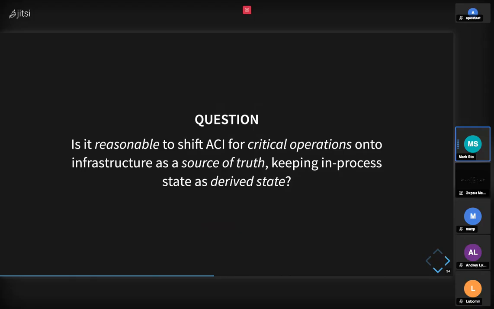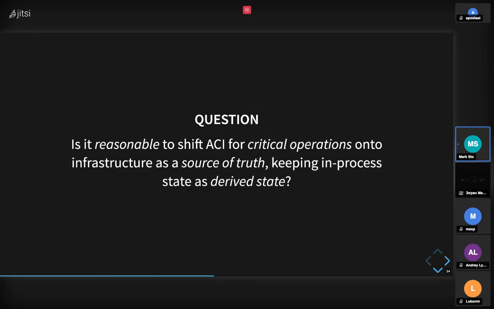So the question here is, does or can the project have infrastructure that could provide AC guarantees for critical operations and onto which it is reasonable to shift transactionality? This makes it a source of truth, so that the final result of the operation is recorded there in a way that counts as truth, while keeping in-process state, if at all needed, as a derived state only.